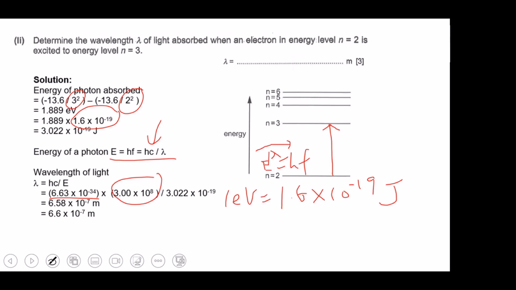Right, speed of light, same thing, 3 times 10 to the power 8, you can get from the formula page, divided by energy in terms of joules. So remember to convert to joules, otherwise you'll be stuck with the answer in eV, right? Which is wrong. Okay, from there you can get your answer for wavelength, 6.6 times 10 to the power minus 7 meters.